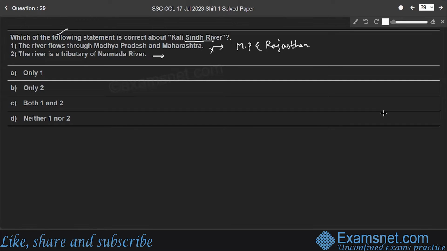The second statement says the river is a tributary of the Narmada River. It is actually a tributary of the Chambal River, in the Ganges basin. Therefore, both statements are not correct. Looking at the options, neither one nor two is correct. Option D is the right answer.